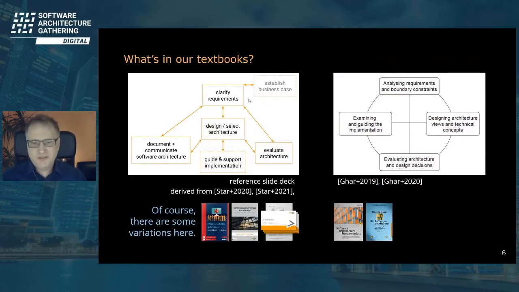So this slide you see now is basically a very, very condensed overview of what our textbooks have to say on this matter.